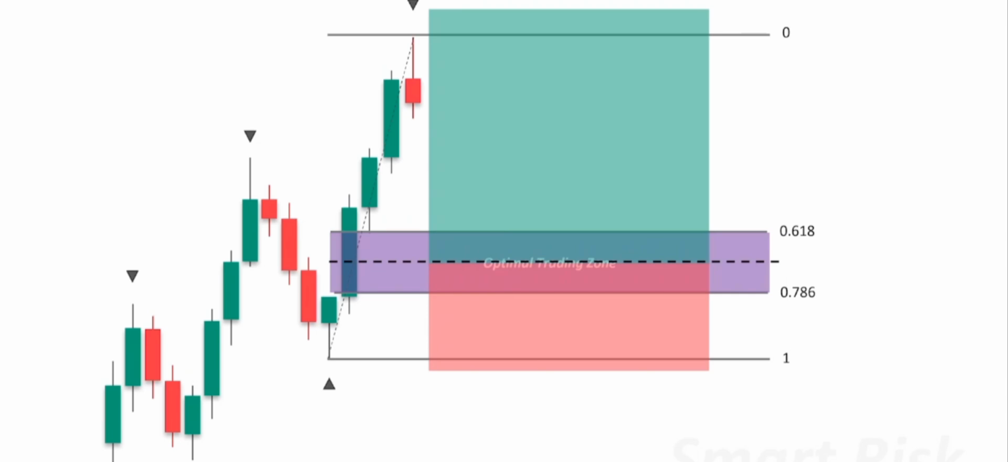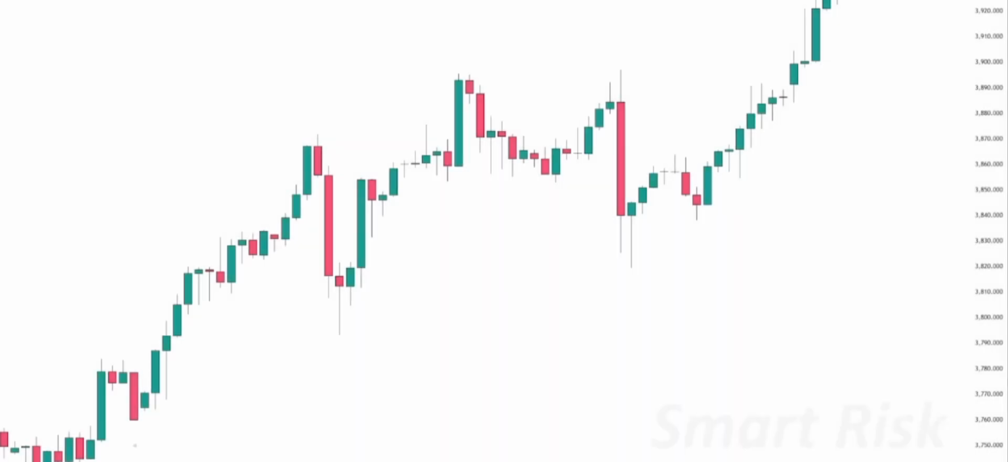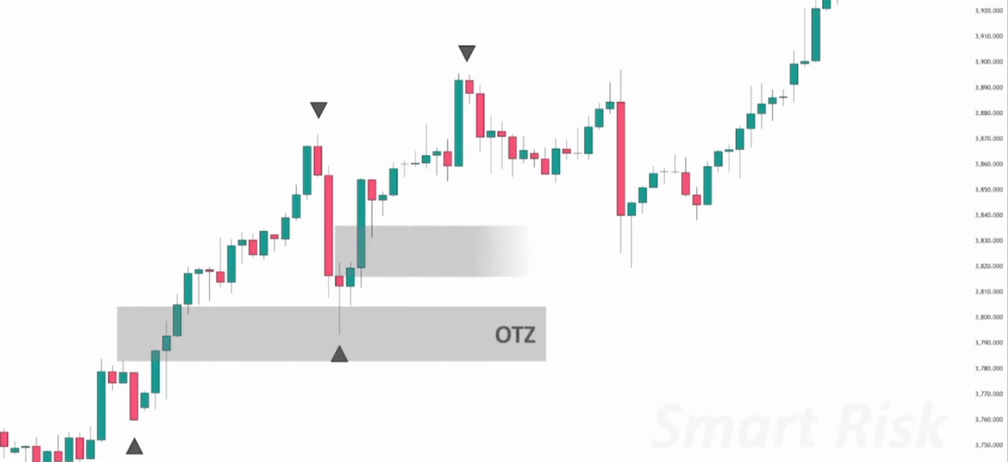Keep in mind that you might miss some trades when using this method because you are trading during deeper corrections. That's why this setup works best on assets that tend to have deep retracements, like gold. But remember, always combine this concept with other smart money ideas like market direction, supply and demand, or even a fair value gap within the OTE zone to provide a stronger trading signal.